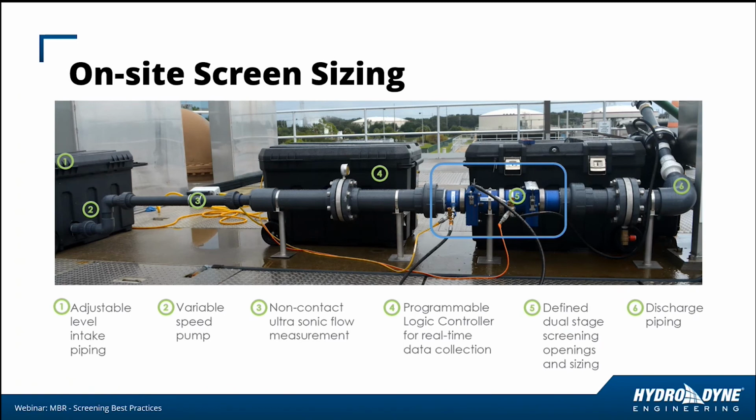Looking at an on-site screening apparatus, we can see piping to the left that is used to pull material out of a wastewater treatment channel as it comes into a plant through a sieve arrangement. And then pressure and flow data is taken before that wastewater is put back into the plant.